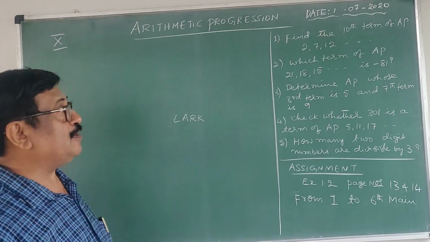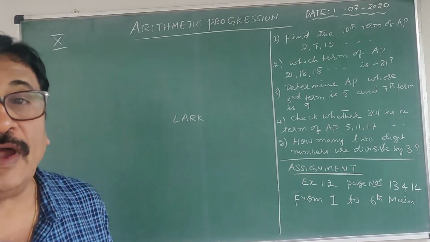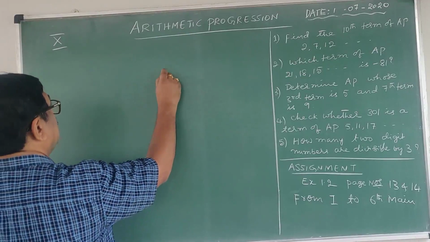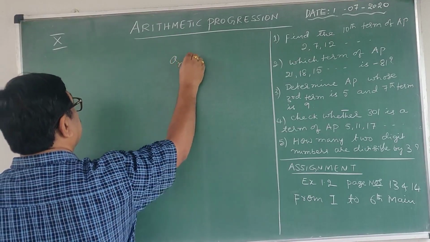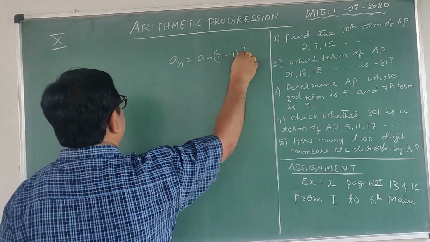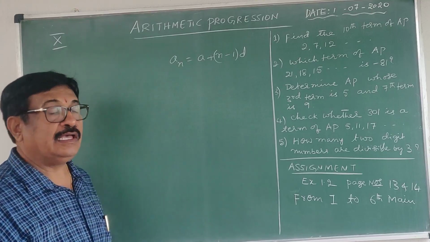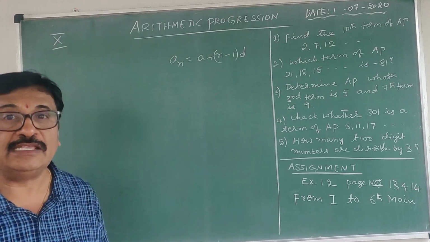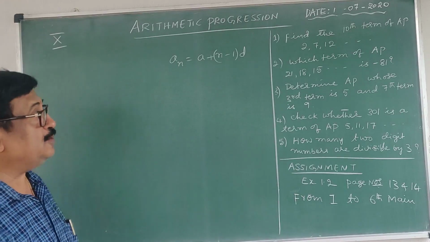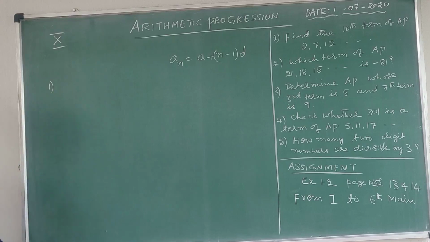Now, in arithmetic progression, we derived the formula to find the nth term. We wrote the formula a_n is equal to a plus (n minus 1) into d, where a_n is the nth term, a is the first term, n is the number of terms, and d is the common difference. Now let's do some more problems using this formula in today's class.